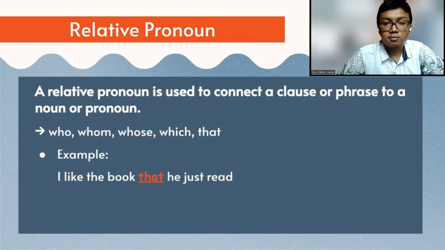Example: I like the book that he just read. The word that in this sentence is a relative pronoun.